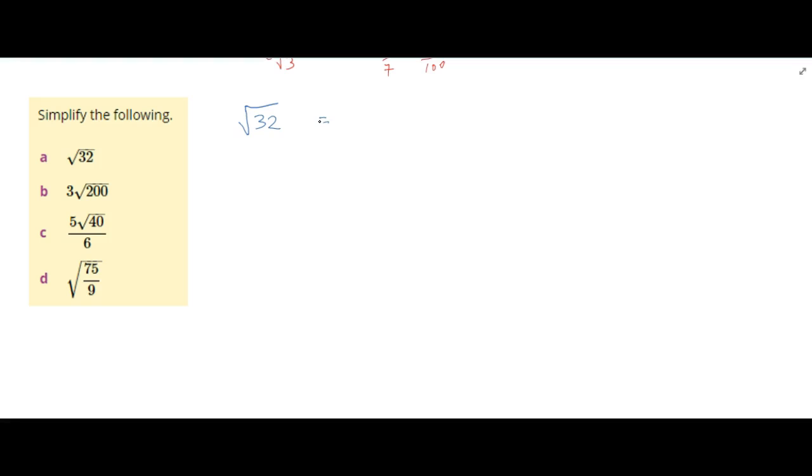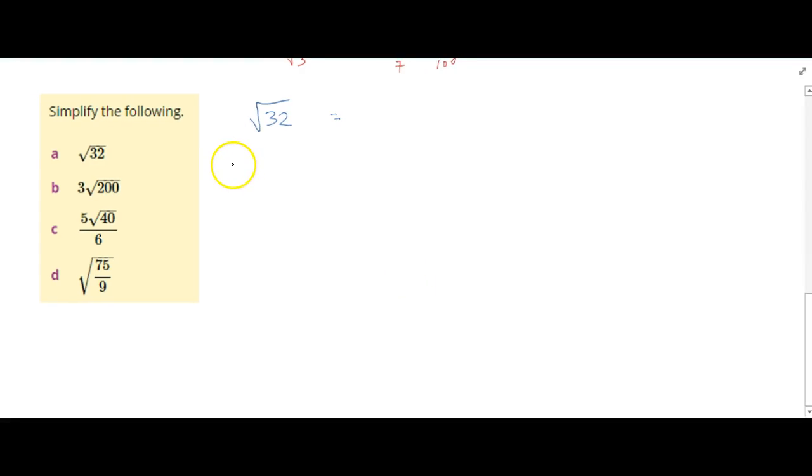So if you think about 32, we've got 32 and 1. There's no square factors there. 16 and 2, 8 and 4. Let's try 16 and 2. So 16 times 2 is 32. We can say that this is true. So the square root of 32 is equal to the square root of 16 times 2.